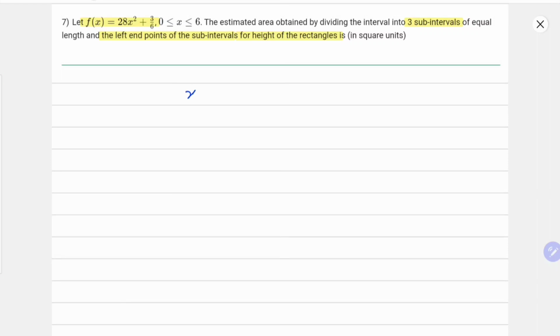So first we are given x belongs to 0 to 6. So let's divide it into three equal intervals. That means 0 to 2, then 2 to 4, and 4 to 6. Right? And we have said that the left end point of subinterval will be taken as height. So height will be taken for f of 0, f of 2, and f of 4.